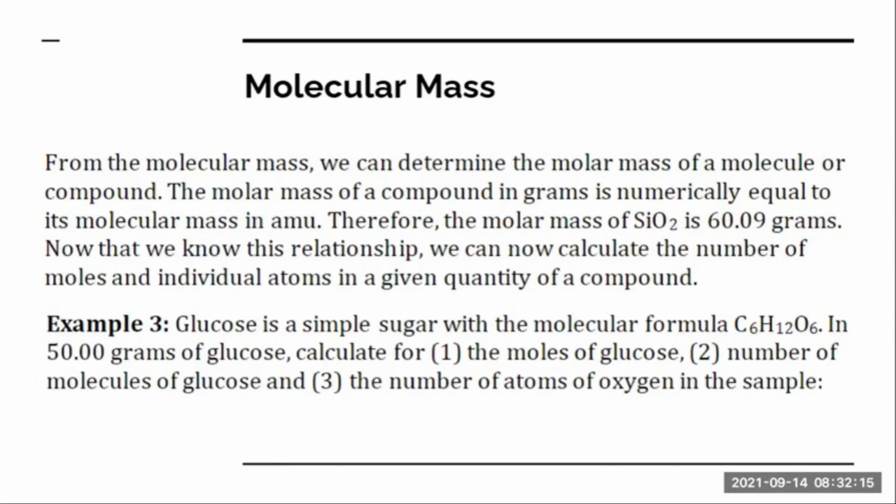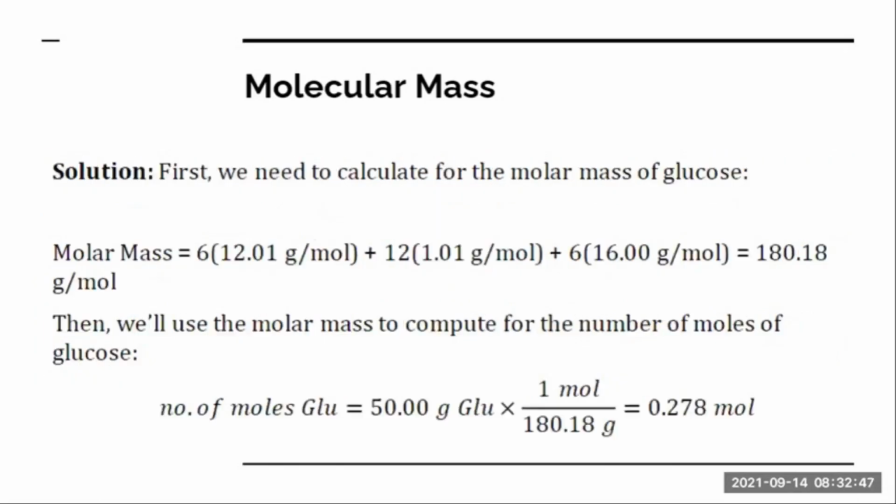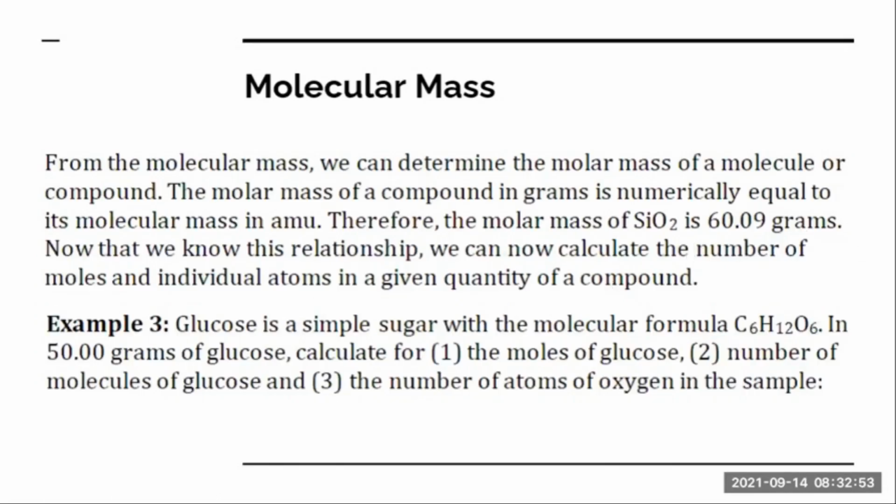Okay, so let's have this next example. Glucose is a simple sugar with a molecular formula C6H12O6. In 50 grams of glucose, calculate for 1, the number of moles of glucose, the number of molecules of glucose, and the number of atoms of oxygen in the sample. Okay, so let's solve this one. So the first step is to solve for the molar mass.